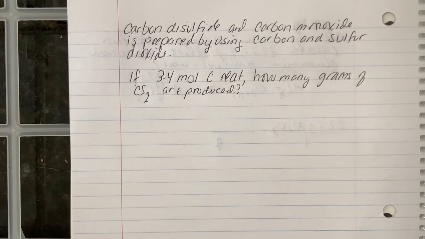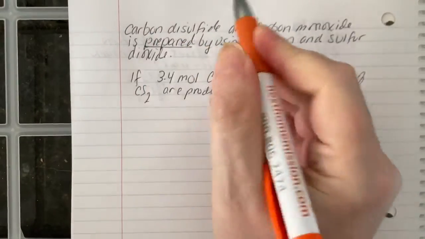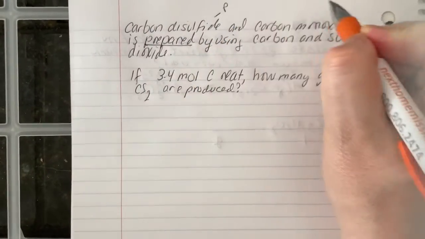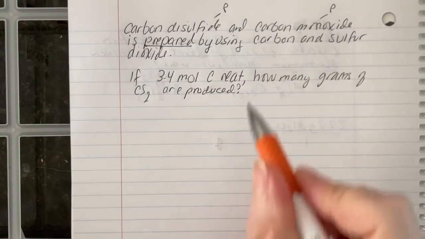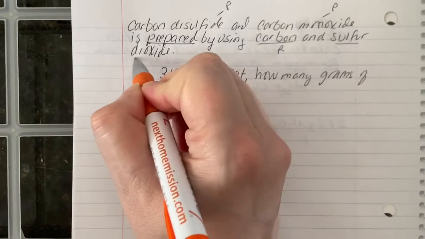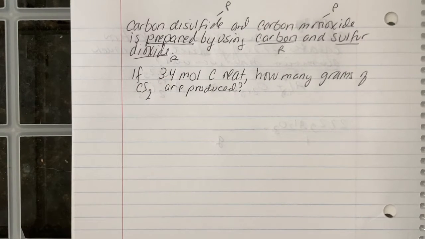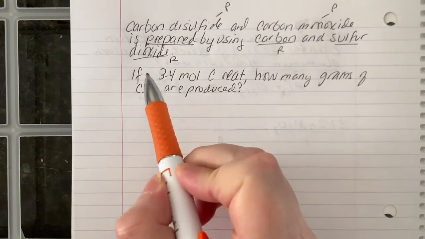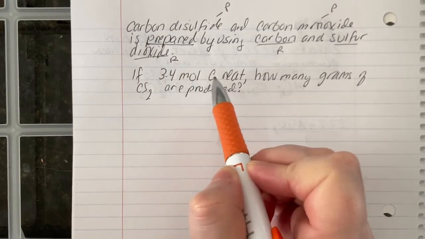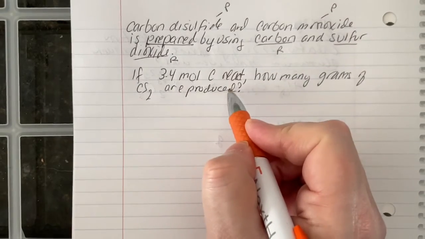All right, here we have carbon disulfide and carbon monoxide are prepared. Prepared means these are the products, not the reactants, by using carbon and sulfur dioxide. So carbon and sulfur dioxide are the reactants. Before we even read the problem, we know we're probably going to have to come up with a balanced chemical reaction. If 3.4 moles of carbon react, how many grams of CS2 are produced?